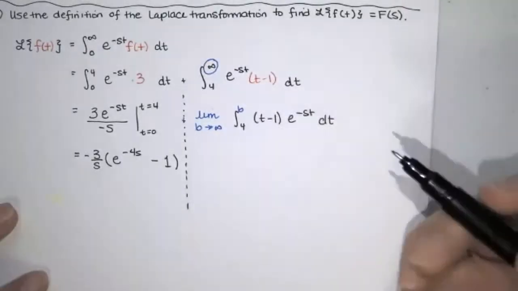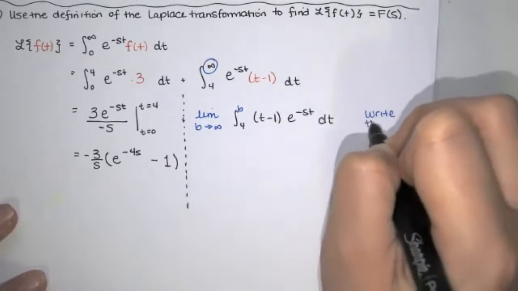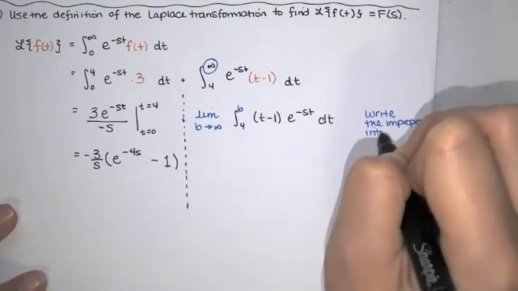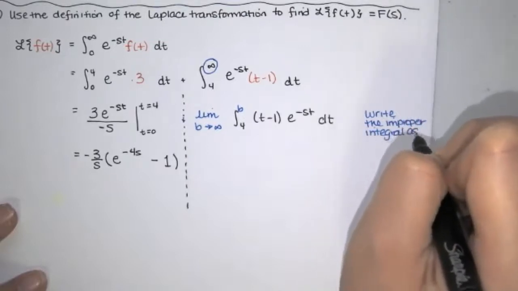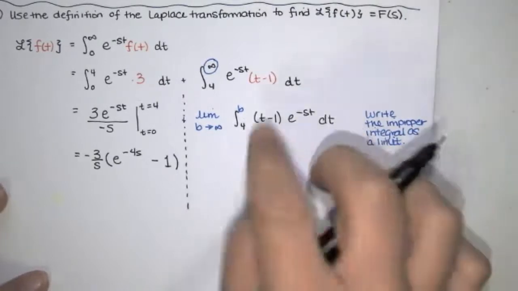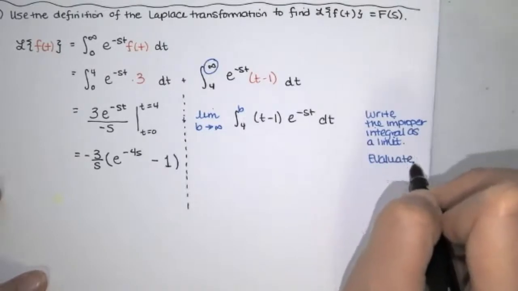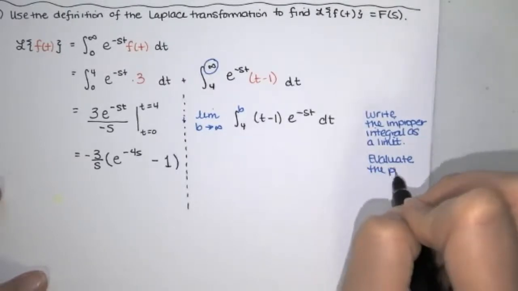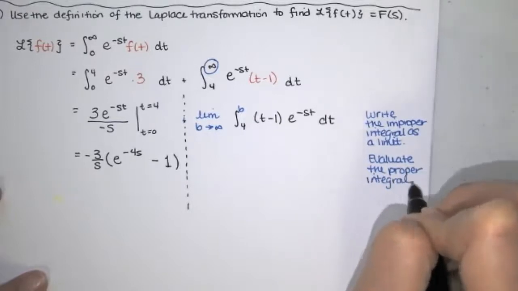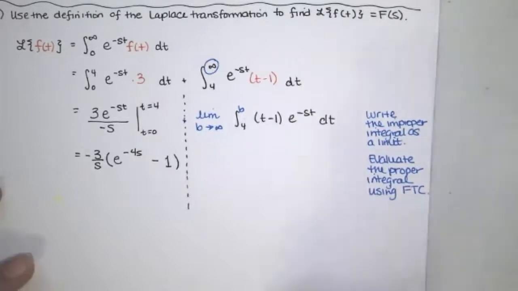And that's always how we evaluate an improper integral. We write the improper integral as a limit. It's the limit of a proper integral. And then you evaluate the proper integral. And typically that requires us to use the fundamental theorem of calculus. And I'll abbreviate that FTC.